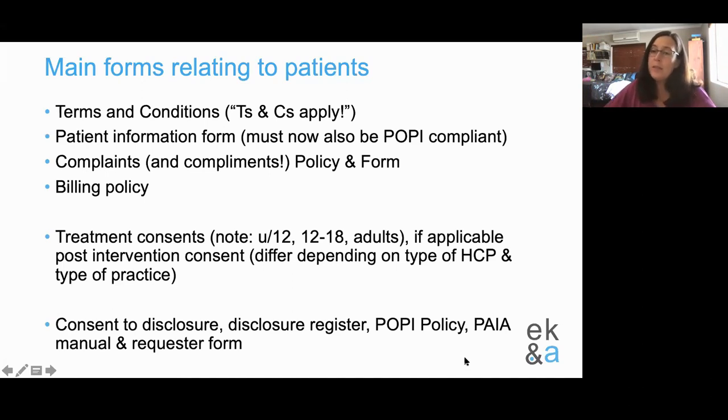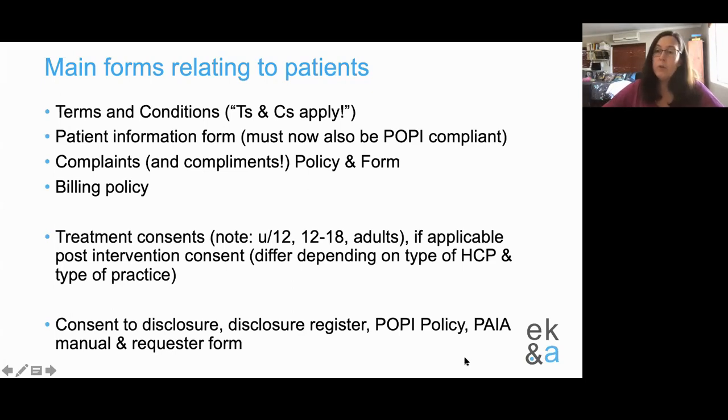Now, the T's and C's have become really important since the Consumer Protection Act. And you'll know that all the ads say T's and C's apply. And in your practice as well, T's and C's should apply. So that is a very important thing. It sets the general relationship between you and the customer, the client, the patient.